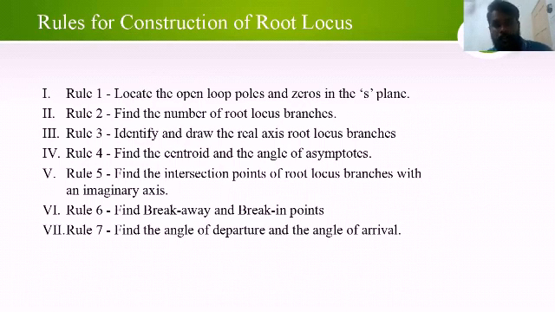For rule number 4, we find the centroid and the angle of the asymptotes. For rule number 5, we find the intersection point of the root locus branches with the imaginary axis, from the real line or this real symmetrical line that we drew in task number 2. Rule number 6 is finding the breakaway and also the break-in points. And the final rule, rule number 7, is the angle of departure and also the angle of arrival of the root locus function.